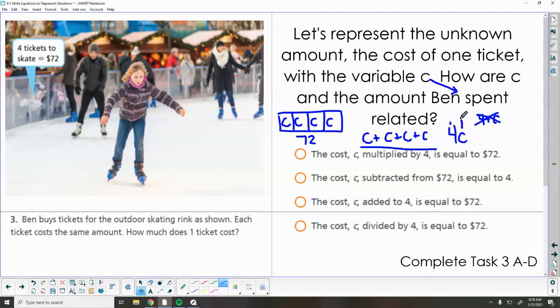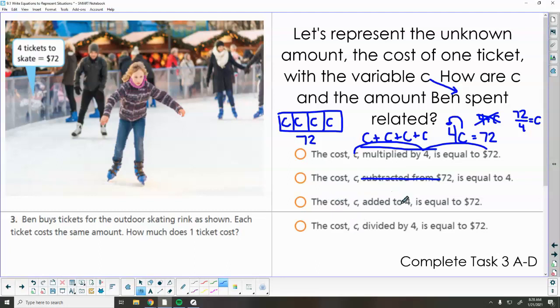So we need to take one ticket and times that by 4, and that is going to equal our total of 72. We could also take 72 and we could divide it by 4, and that will equal the cost of a ticket. So we want to take our cost, multiply it by 4, and that will equal 72. We don't want to take a ticket away from 72 one time. We would have to do that 4 times. And that still doesn't help us figure out C because we don't know what C is.